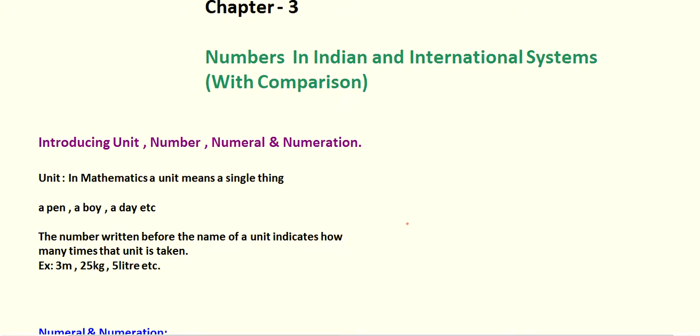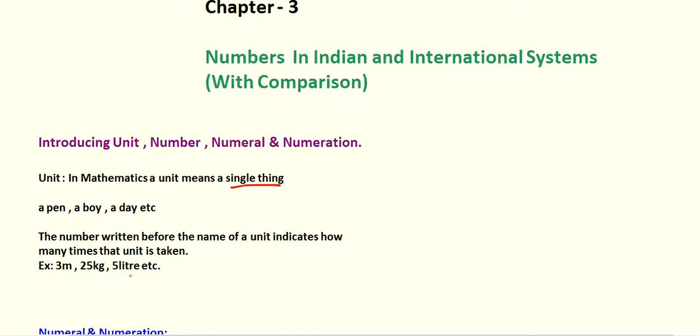Chapter 3, Numbers in Indian and International Systems with Comparison. Starting from unit. What do you mean by unit? In mathematics, a unit means a single thing. Single thing means what? A pen, a boy, a meter, a day. So a unit is the first and the lowest natural number as a standard of measurement.